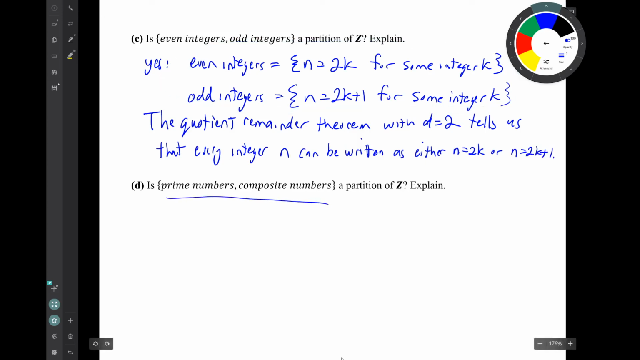Finally, is the set of prime numbers and the set of composite numbers a partition of the set of integers? Well, no, because remember, prime numbers and composite numbers are numbers that are greater than 1. So all the integers that are less than or equal to 1 are neither. So these sets are disjoint, but their union is not all of the integers.